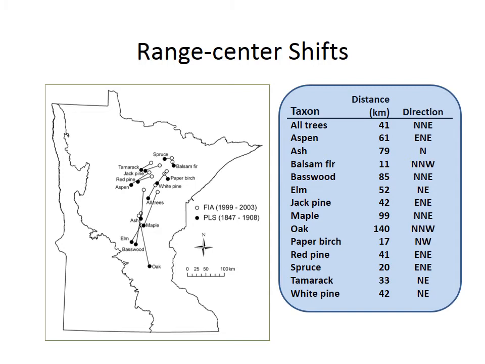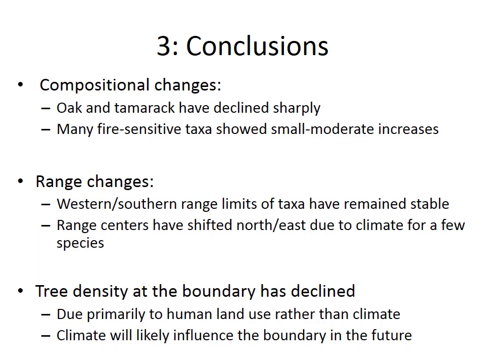Maple, as I said, and basswood is partly due to a changing climate, as well as removing trees along the southern margin of the range. So two things going on there. So oak and tamarack have declined sharply. Fire-sensitive taxa have small to moderate increases.